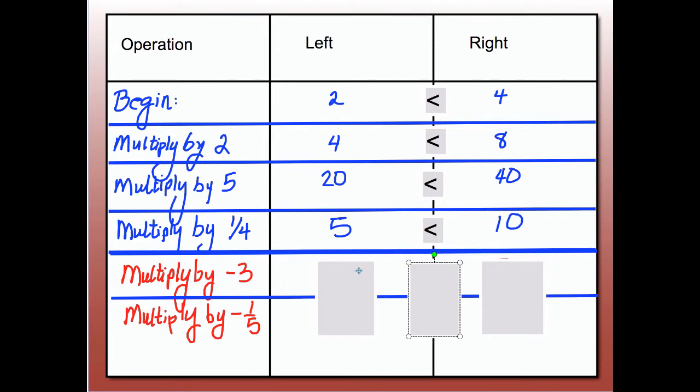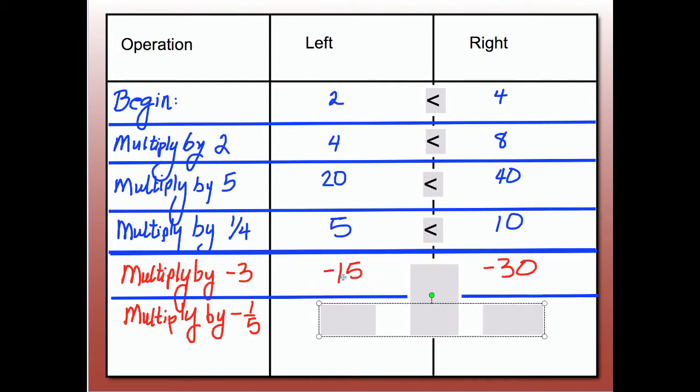Now, let's multiply both sides by negative 3. So if we multiply 5 by negative 3, we get negative 15. We multiply 10 by negative 3 and get negative 30. But wait, negative 15 is not less than negative 30. Negative 15 is greater than negative 30. So it looks like when we multiply by a negative number, we have to switch the sense of the inequality.